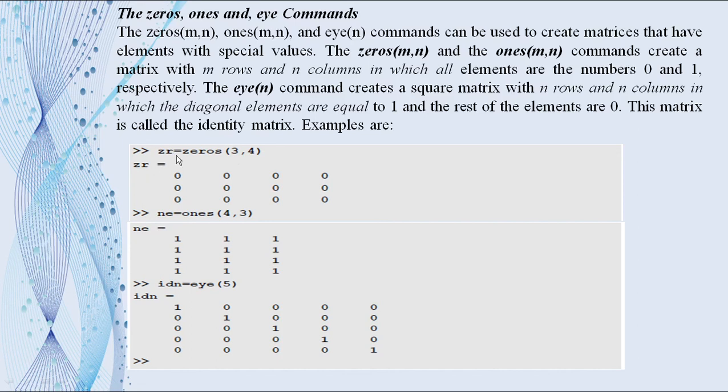Examples are given. Z is equal to zeros of 3 comma 4. Z is a variable and zeros is a command. So 3 rows and 4 columns, and all of them will be 0. The next one, N is a variable name and ones is a command name. Ones of 4 comma 3. So you should have 4 rows and 3 columns, and all of them should be 1. That is why it is ones of 4 comma 3.